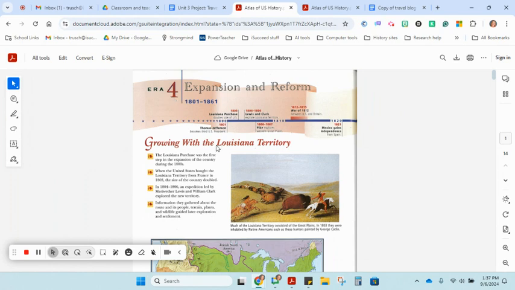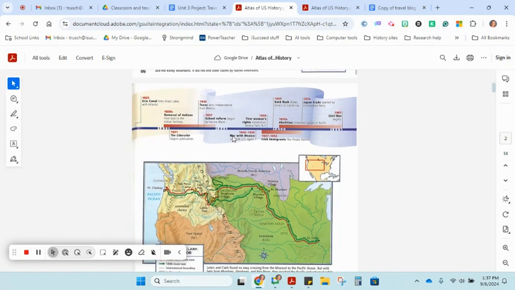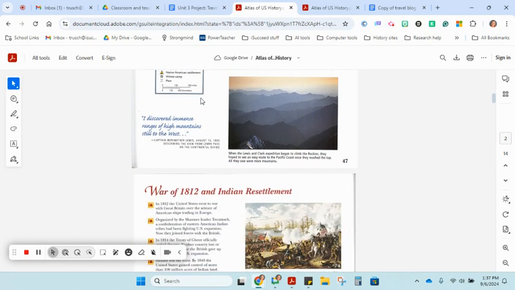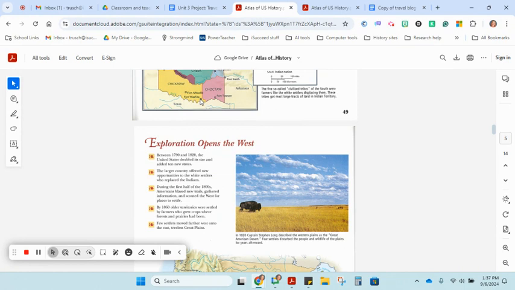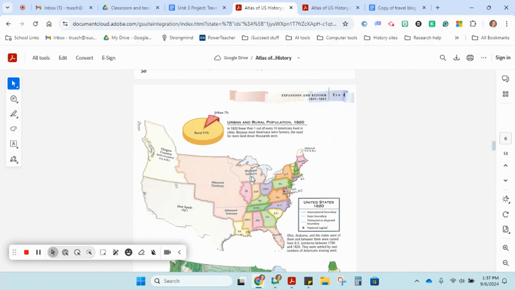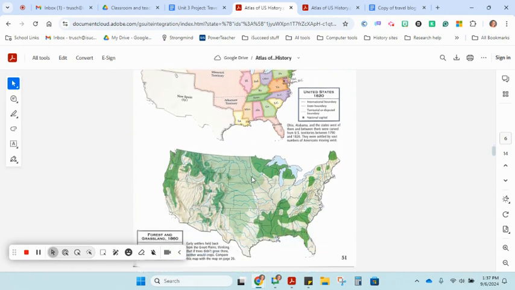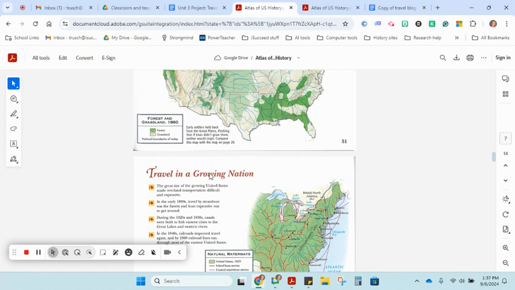Okay? So, here it has the Louisiana Purchase. It kind of gives you an overview of that. And it shows you some trails. Well, it shows you the Lewis and Clark Trail and where they went. Okay. Then War of 1812, Indian resettlement, that's probably not really that applicable. Exploration opens in the West, so here are some trails out, okay? Here are the urban and rural populations in 1820. Forest and grasslands, and you can kind of see the rivers here.